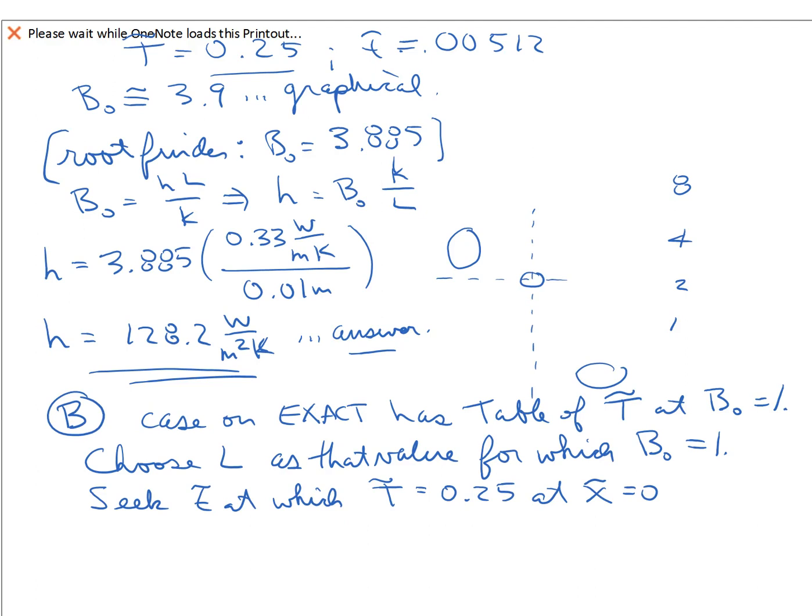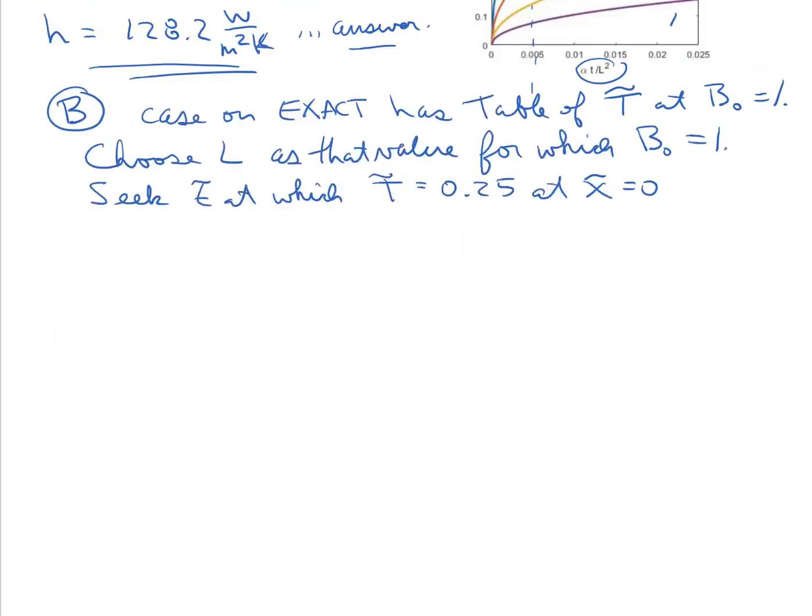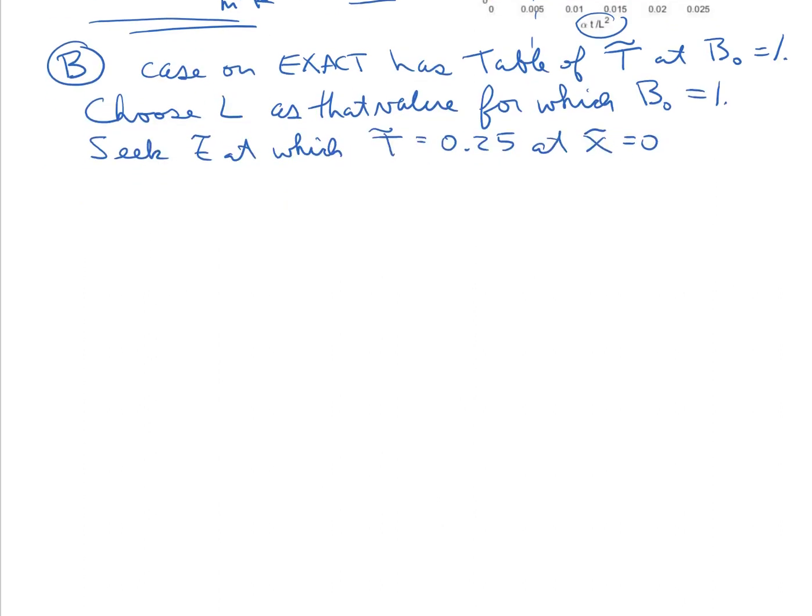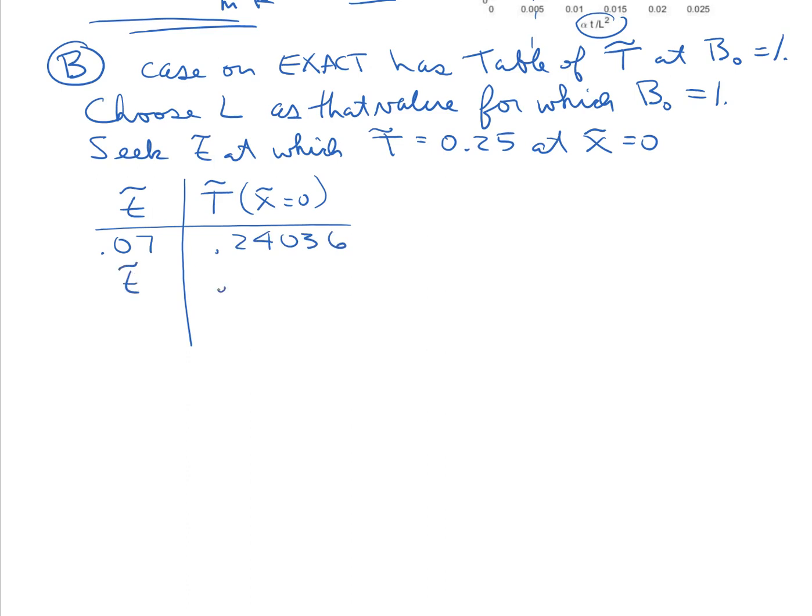So here's, scroll up a bit, solution B. I'm going to be pulling out some values of time and temperature at x equals 0, and all of these are for Biot number equal to 1. From the table we had 0.07, the value of temperature was 0.24036. We're looking for the time at which the temperature is 0.25, and the other entry that we were close to at 0.08 time, the temperature was 0.25344. And I'm going to interpolate these lengths here.